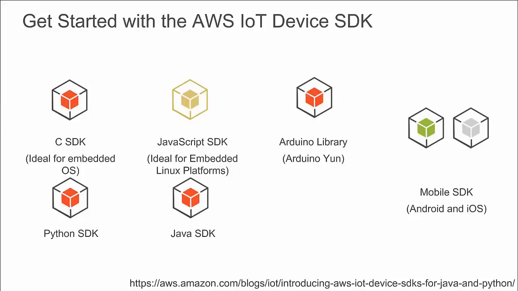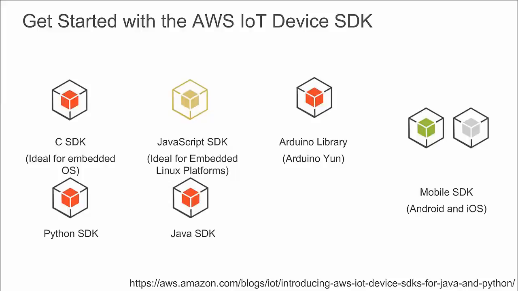These are the device SDKs that we provide today. There is a C SDK, which is ideal for microcontrollers and lightweight embedded operating systems, and that is open source and available on GitHub. There is a Python SDK, open source and available on GitHub. There is a JavaScript one and a Java one, both also open source and available on GitHub.